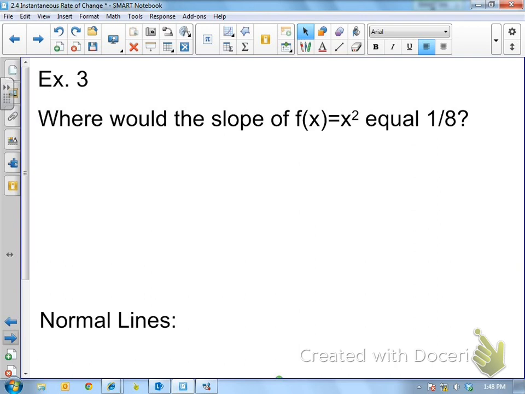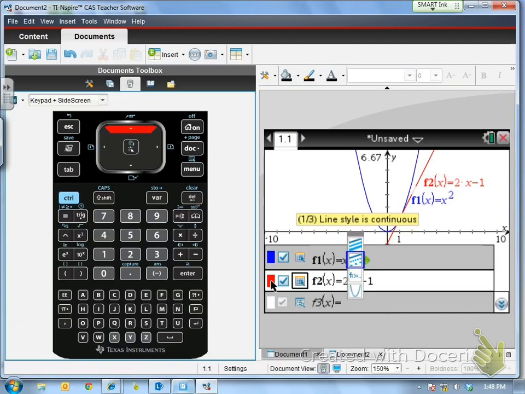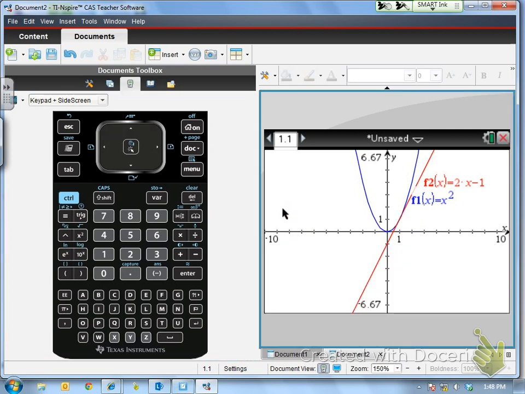Well, when we're looking at the graph, if I drew a tangent line here, would that slope look like 1/8? That looks like a pretty steep slope. If we're going to have a pretty flat slope, where should I put my point? More towards this. It's somewhere over here. So now we have a general idea of where it would be, but we still need to be able to find it exactly.